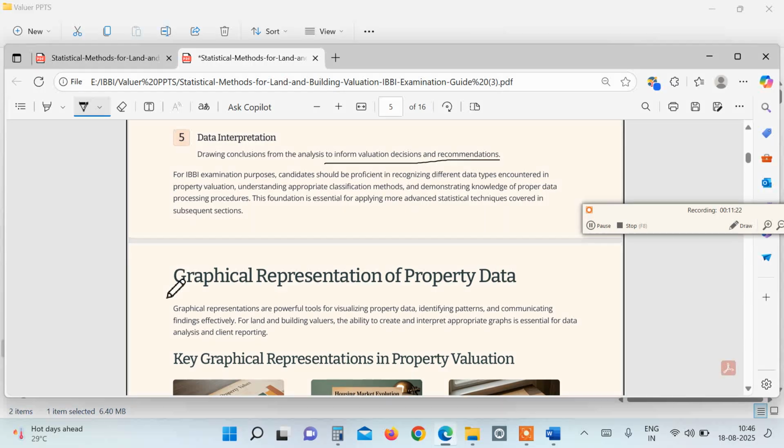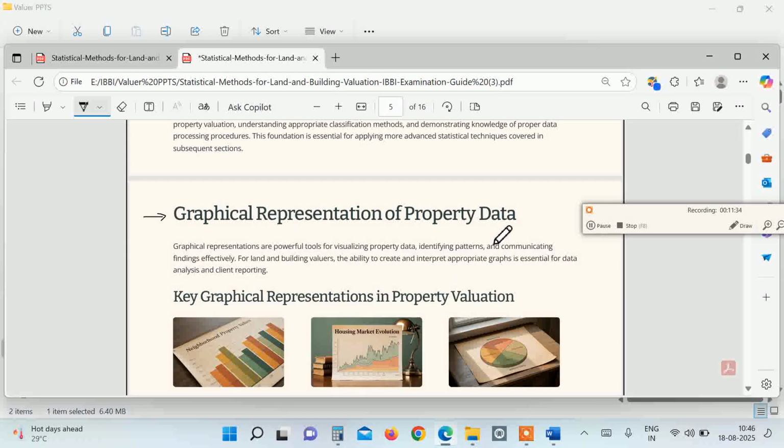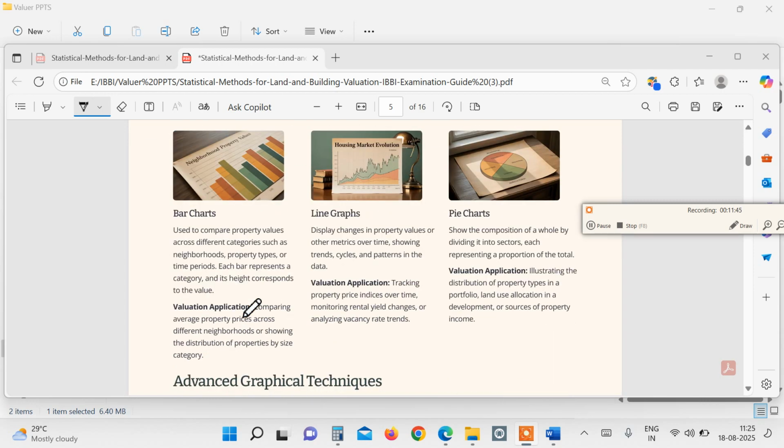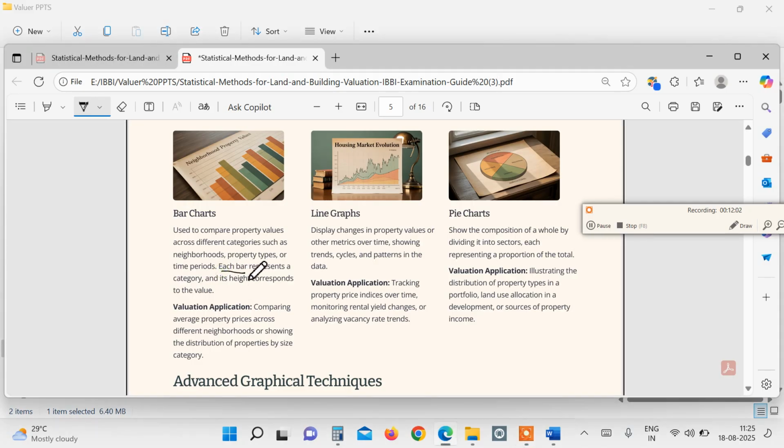So, next is how you have to represent the data. First type is graphical representation of data. So there are different methods of graphical representation, and we can represent the data in different types. First type is bar chart. Bar charts are generally used to compare property values across different categories such as neighborhoods, property types, or time periods. Each bar represents a category and its height corresponds to the value.